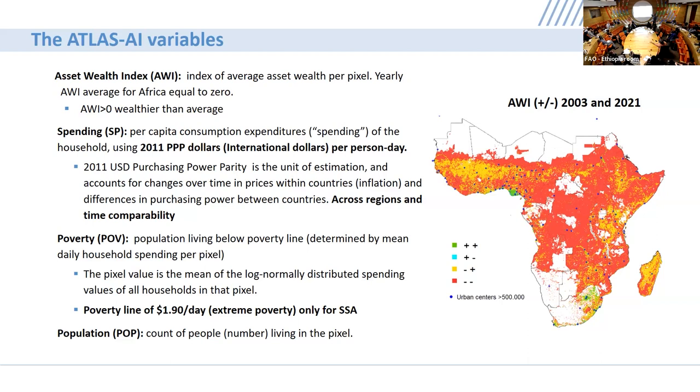Okay, so this is comparing changes in the asset wealth index between 2003 and 2021, where red means they've stayed below average in both years. Yellow, there's been an improvement. Blue, which we don't really see here, is a decline. And green is persistently above average. So this gives you a sense of what's happening. We see some improvements, we see large areas of stagnation, and then a few pockets of consistently higher values.